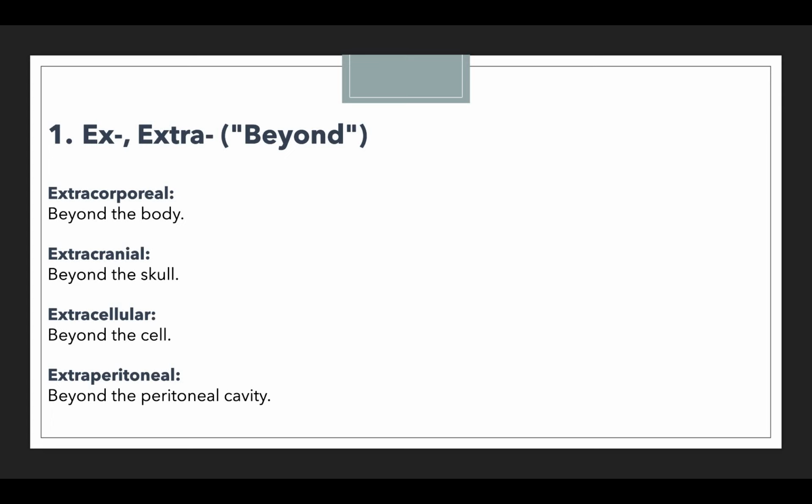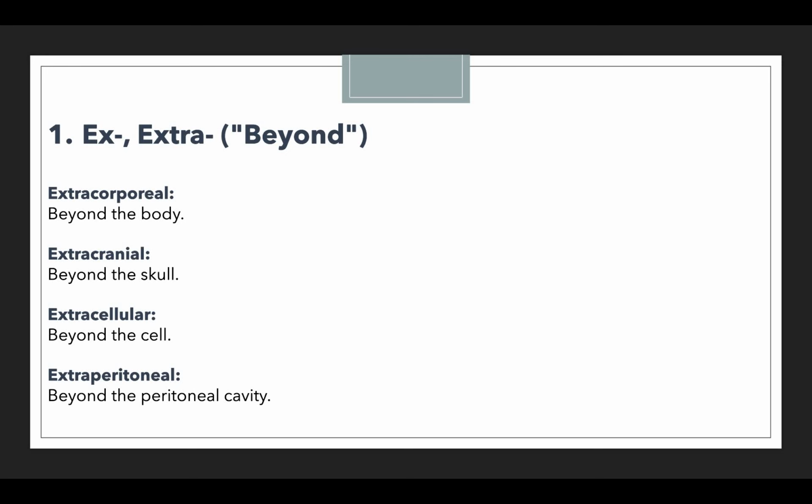Then we have extraperitoneal. Extraperitoneal, which is beyond the peritoneal cavity. Okay, so I hope this prefix is clear to each one of you, and whenever you see this type of prefix in any medical terminology, it should click in your mind that yes, this is something related to beyond. Okay, so this is about the x and extra prefix.